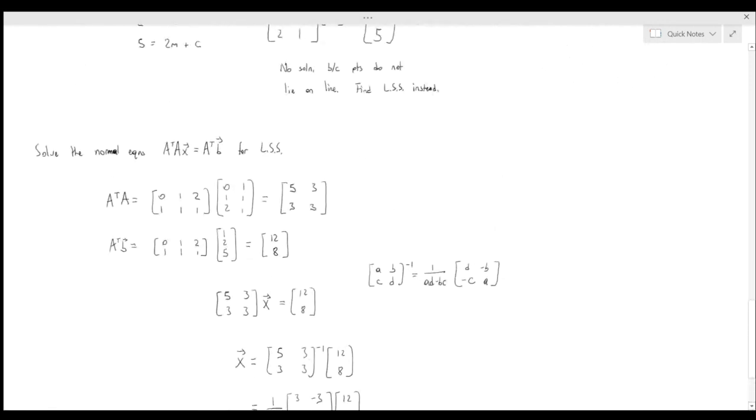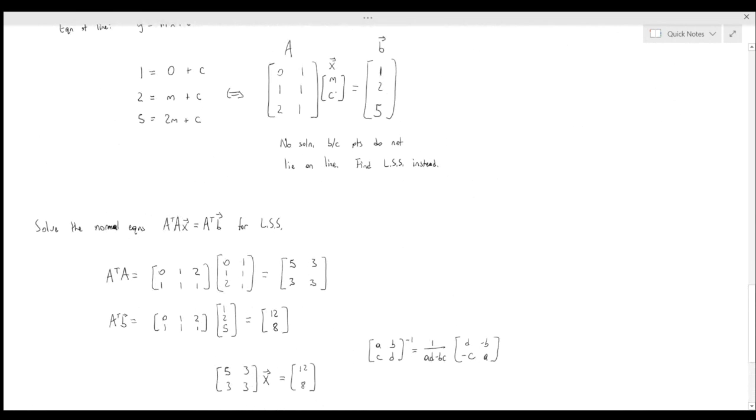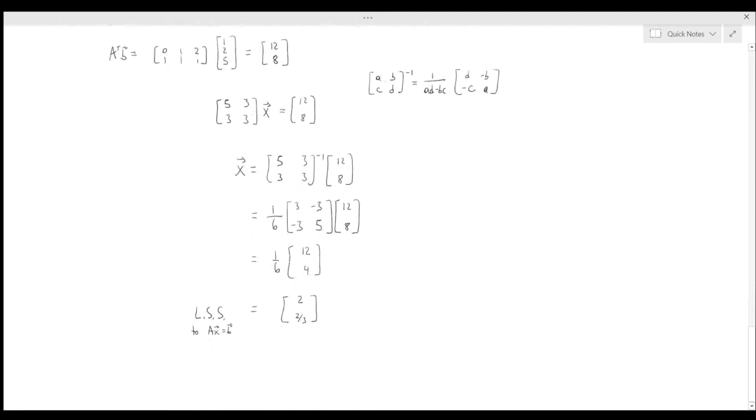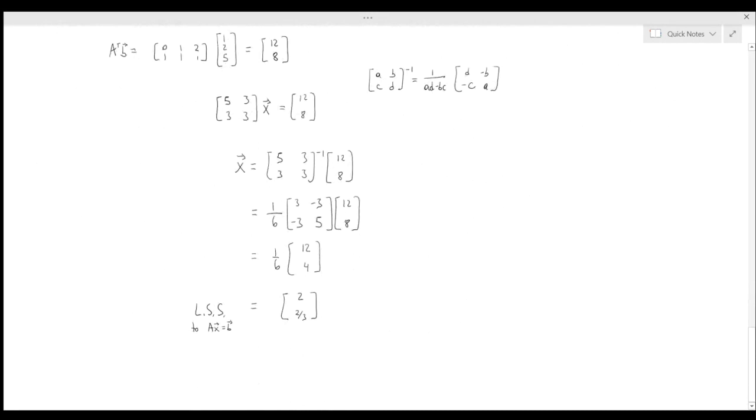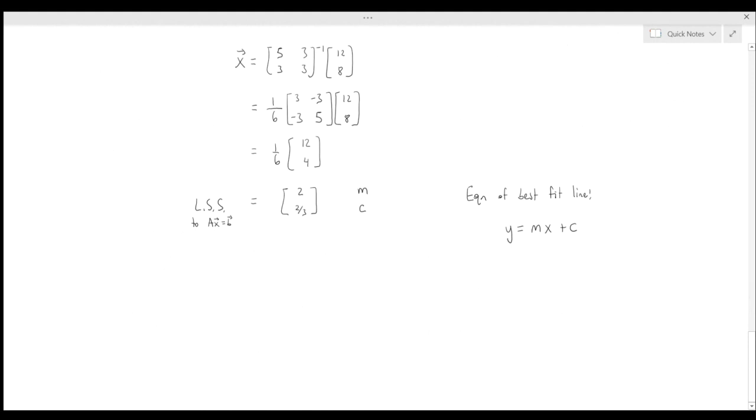Now remember that the components of x represented the slope and the intercept of the equation of a line. So this least squares solution is giving us the slope and the intercept for the line that would best fit our data points. If I wanted to write out the equation, I set it up to be y equals mx plus c. There is no line that passes through our data points, but from the least square solution, using 2 for the slope and 2/3 for the intercept, this would be the equation of the line that would best fit our data.